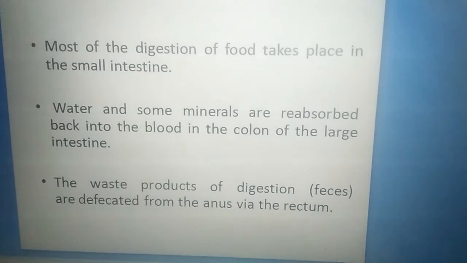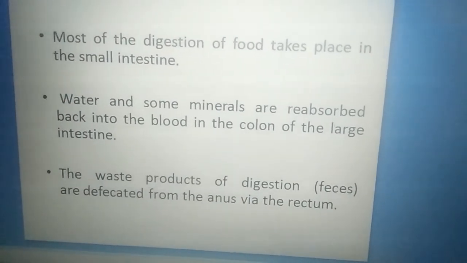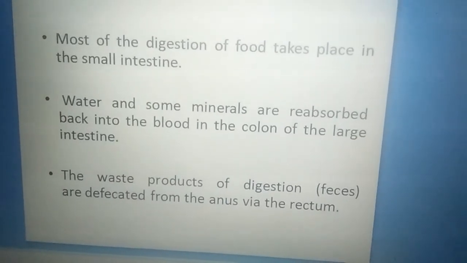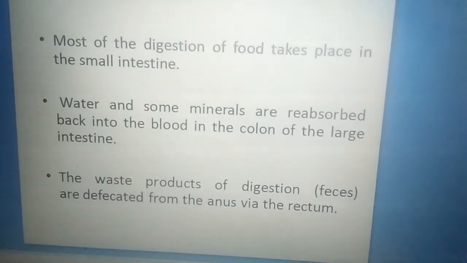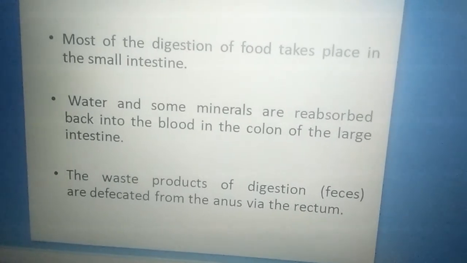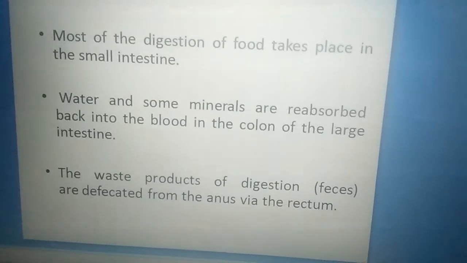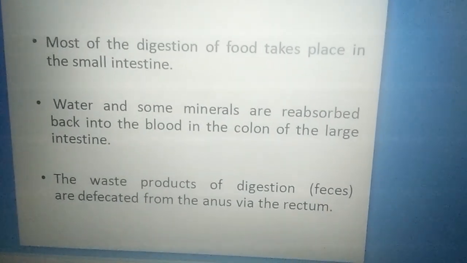Most of the digestion of food takes place in the small intestine. Water and some minerals are reabsorbed back into the blood in the colon of the large intestine. The waste products of digestion, known as the feces, are defecated from the anus through the rectum.